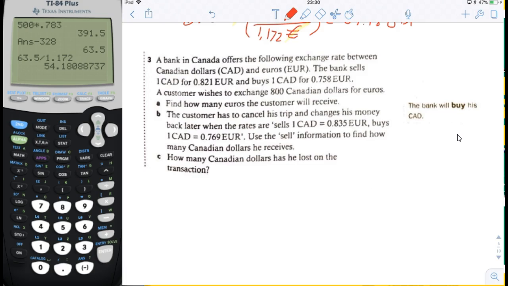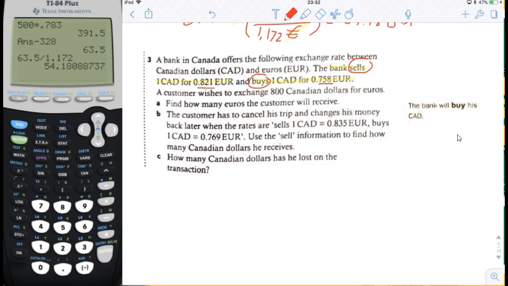A bank in Canada offers the following exchange rate between Canadian dollars and euros. The bank sells 1 Canadian dollar for 0.821 euros. The bank buys 1 Canadian dollar for 0.758 euros. Okay. So most of the time, whenever they talk about rates and they say sell and buy, they're talking about from the point of view of the bank. So in this case, the bank sells Canadian dollars for this exchange rate, and it buys Canadian dollars for this exchange rate.